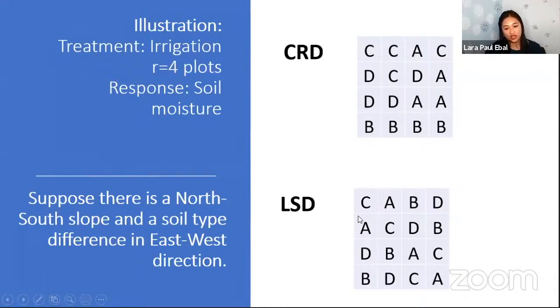Ganito po siya. If you see treatment C here, it should only be seen once in that row and once in that column, right? And if you see A here, it can be seen once in that row and once in that column. Okay, so I hope you follow. So ito yung expect natin kapag we have this LSD as the design structure.